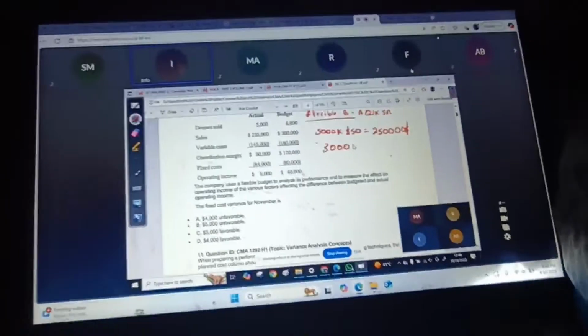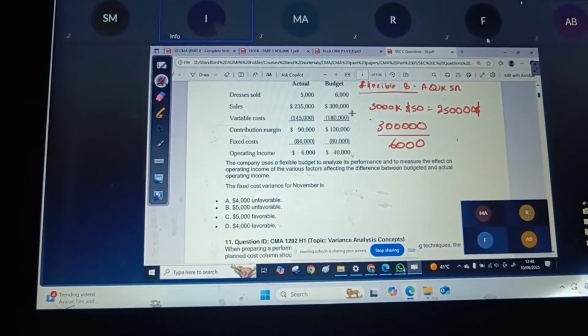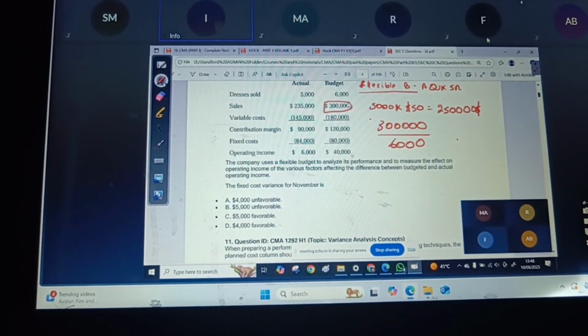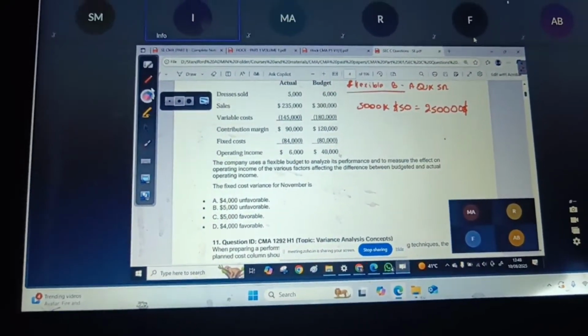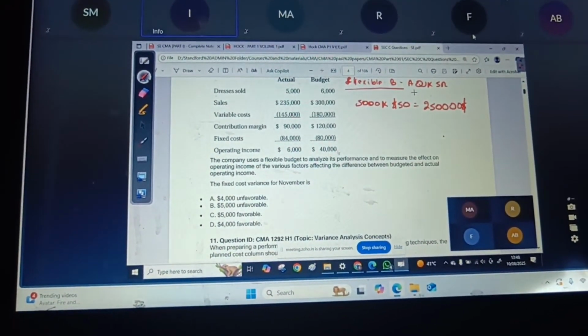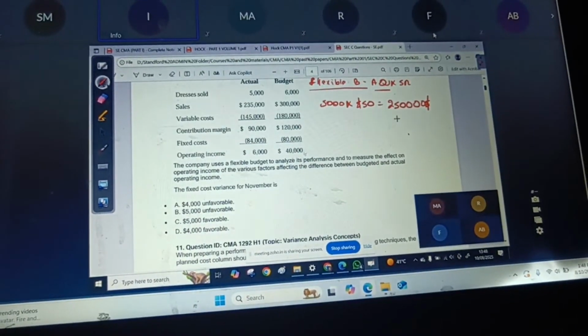Okay, I'll just show you the calculation. To get the standard rate, what we did is we divided $300,000 by 6,000 units. Revenue divided by units sold. What we got is $50. As per the formula of flexible budget, actual quantity multiplied by standard rate, we got $250,000.